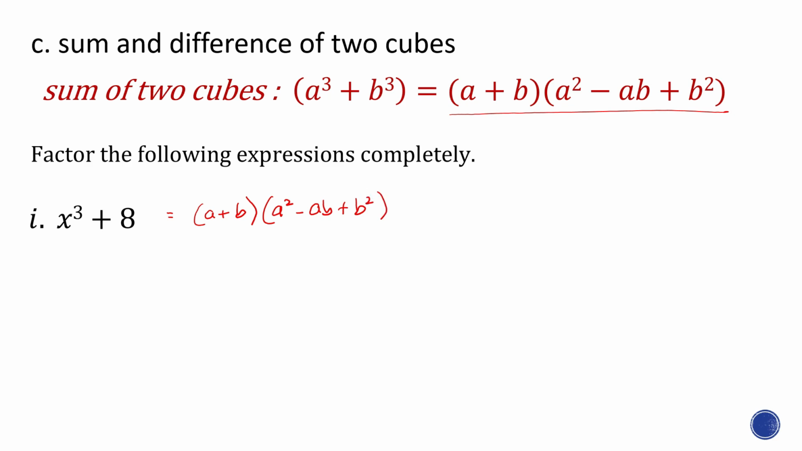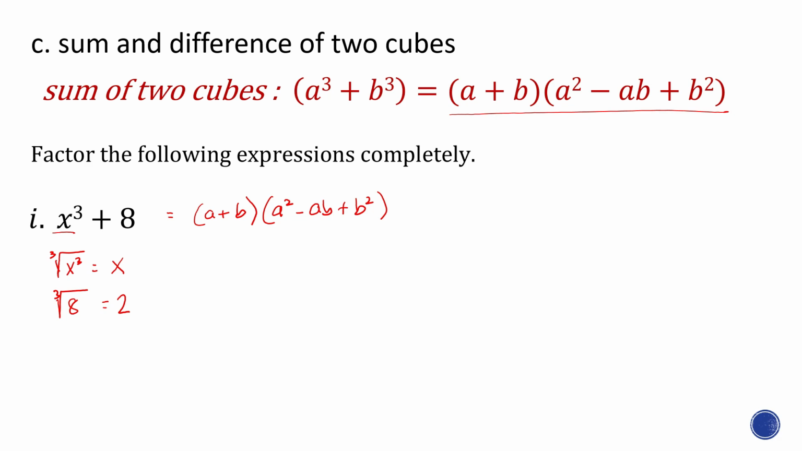So we need to find the cube root of x cubed. The cube root of that is, of course, x. But why is it x? We simply divide the exponent by 3. So 3 divided by 3 is equal to 1. Now, what about the cube root of 8? Well, like what you saw earlier, 8 is a product of 2 times 2 times 2. So the cube root of that is 2.